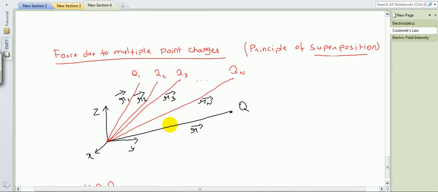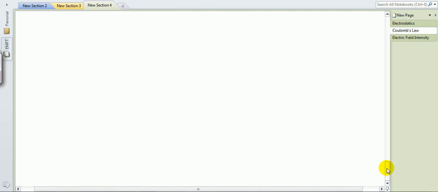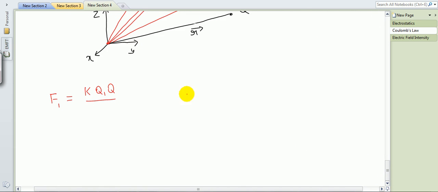So the force I can calculate. I have told that I am calculating force on charge q. So the vector which I will use is force location minus the source location, that is r vector minus r1 vector. So I can write here r vector minus r1 vector, its magnitude cube, and here for the direction r vector minus r1 vector.